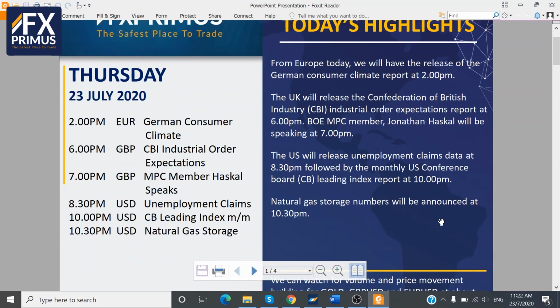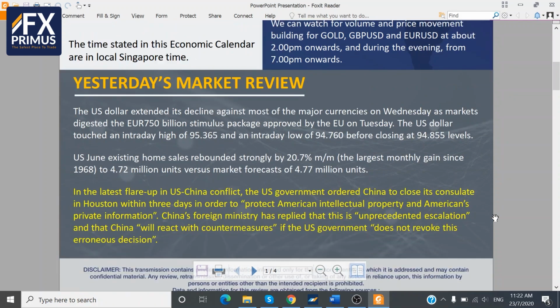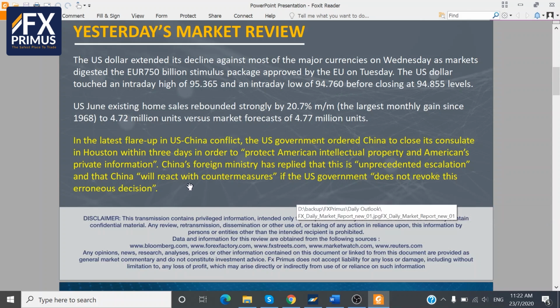So let us have a quick look and see other major events which happened over the last 24 hours. Number one, the US dollar continued to decline against most of the major currencies on Wednesday as markets digested the approval of the Euro 750 billion stimulus package, which was approved by the European Union on Tuesday.